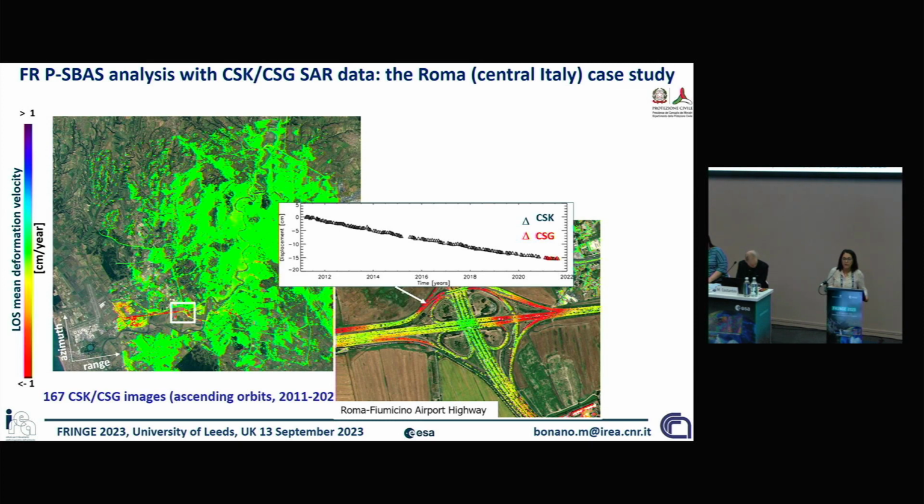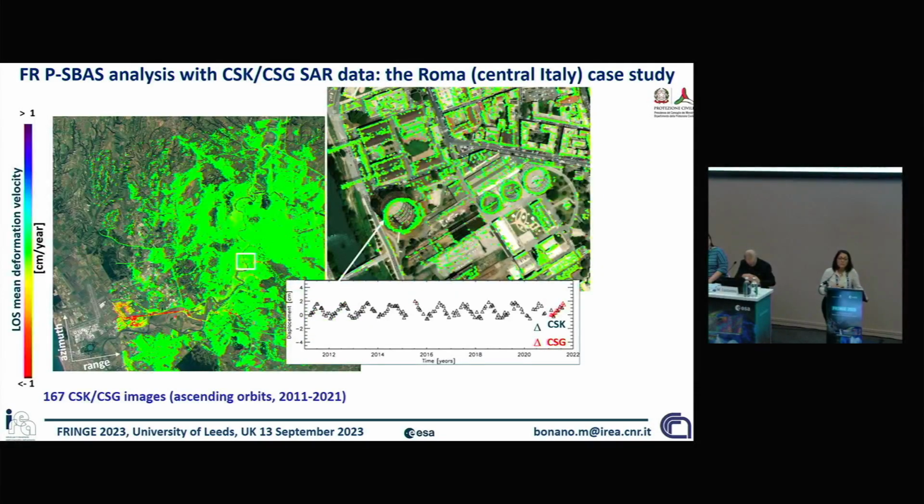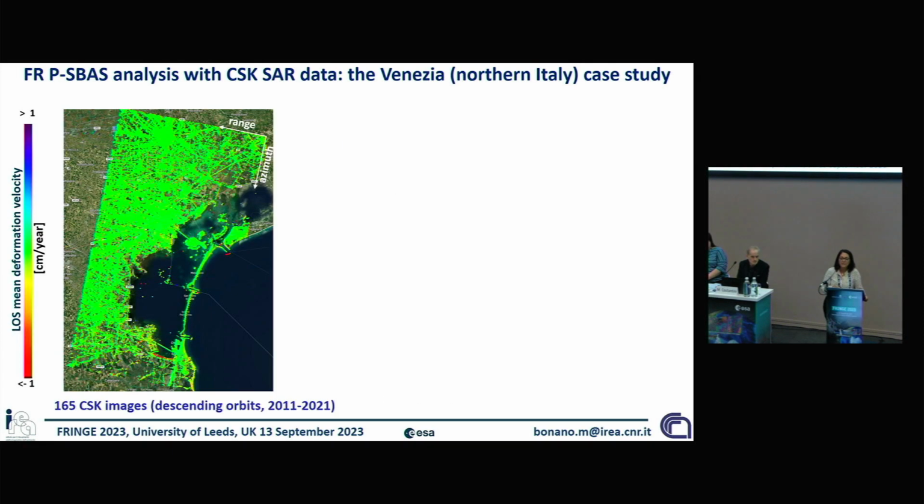For example, the Roma Fiumicino Airport subsidence, the almost linear deformation pattern of the Grande Raccordo Anulare, due to the compaction of the soil in that area that is coming to the infrastructure. Another, in this case, non-linear behavior due to the thermal dilation of a metallic structure in the central part of Rome. Or for the descending orbits, the deformation path of the Roma Fiumicino Airport. We can see the clear non-linear behavior.